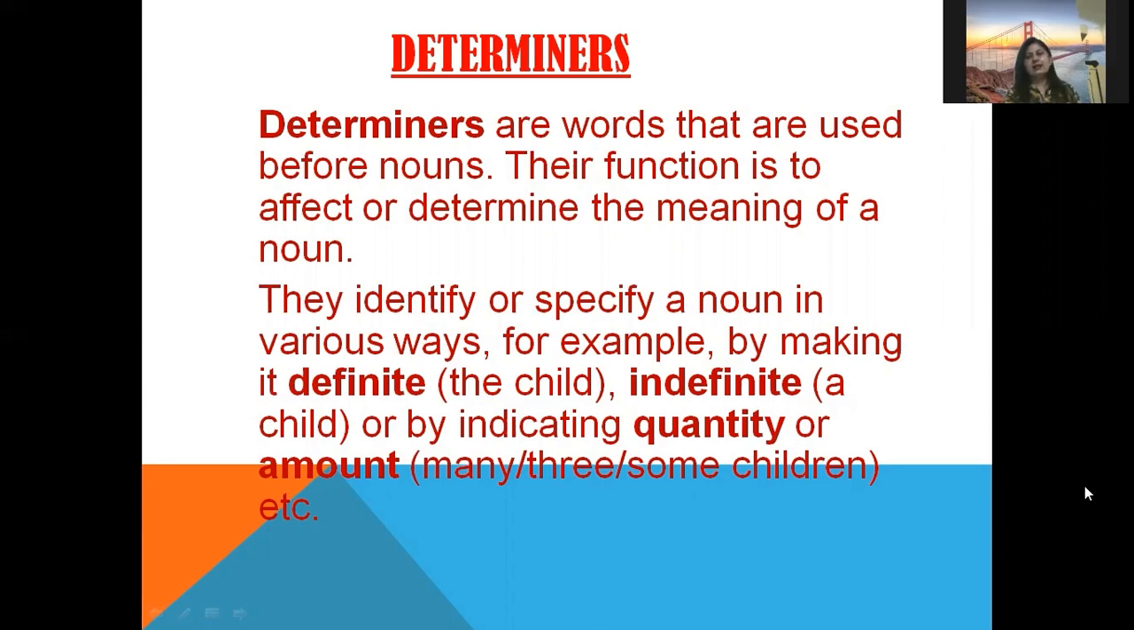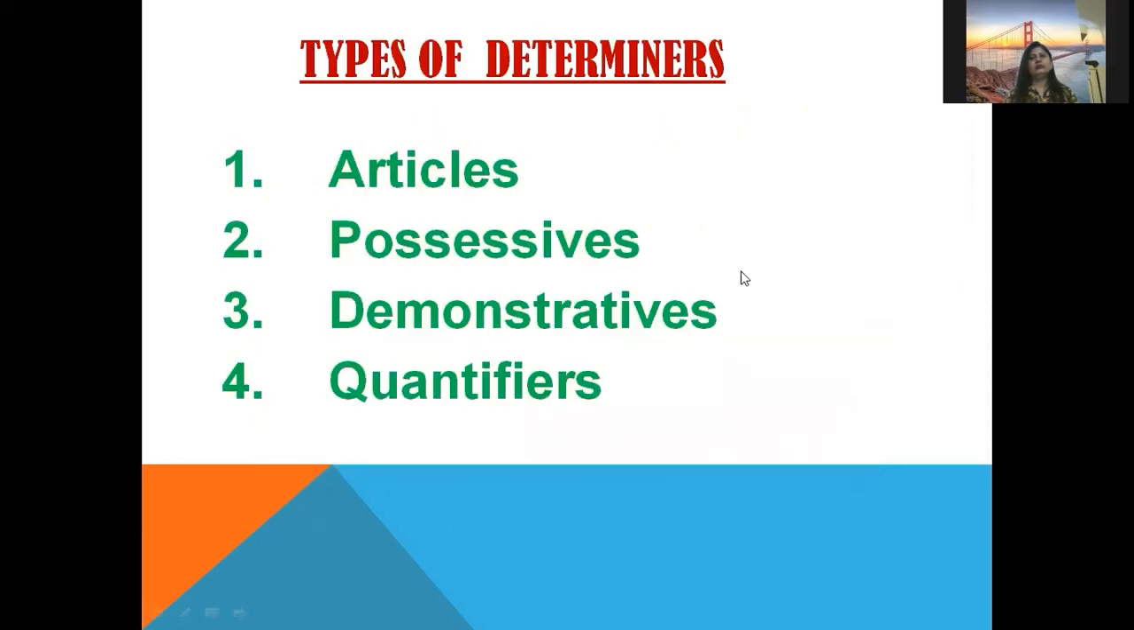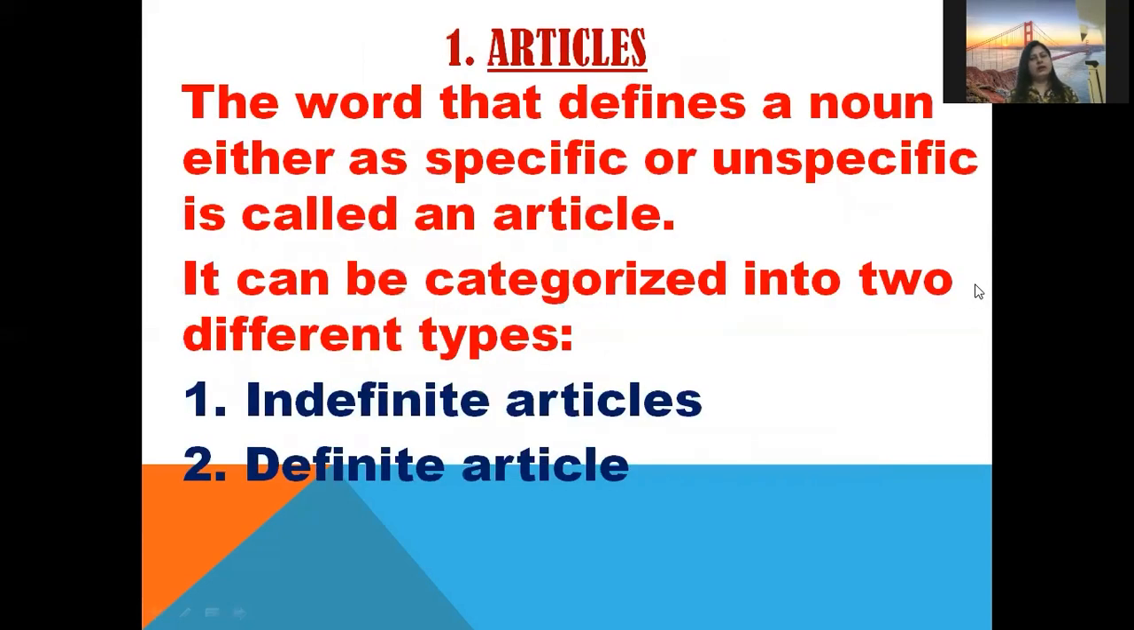Now let us understand the types of determiners. There are four types of determiners: articles, possessives, demonstratives, and quantifiers. Now let us understand all of these one by one.